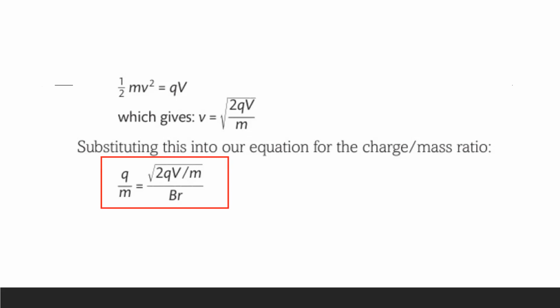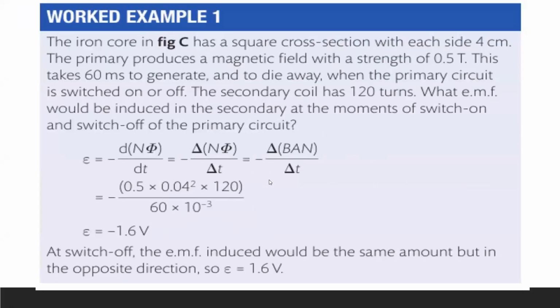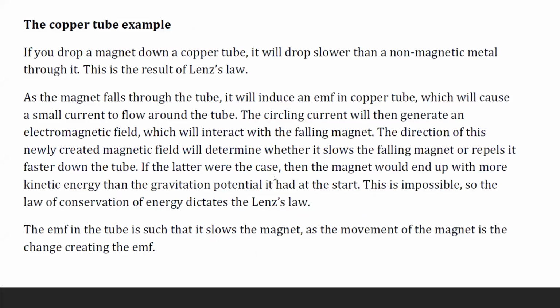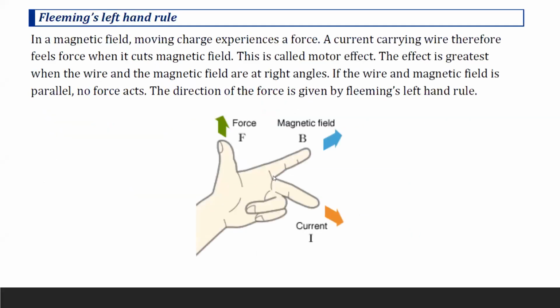So this is also a formula to work out the mass to charge ratio. So this was about charged particles and magnetism. So unit 4, we are done with unit 4.